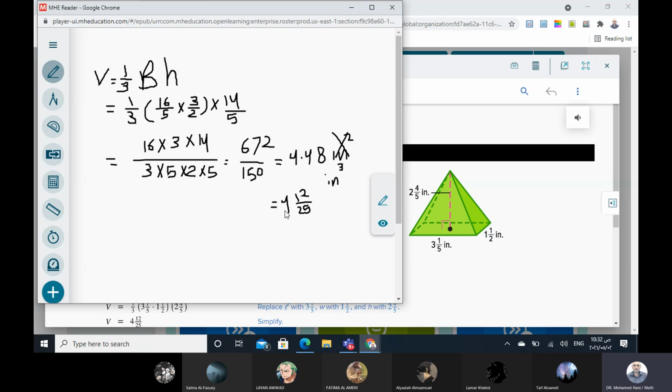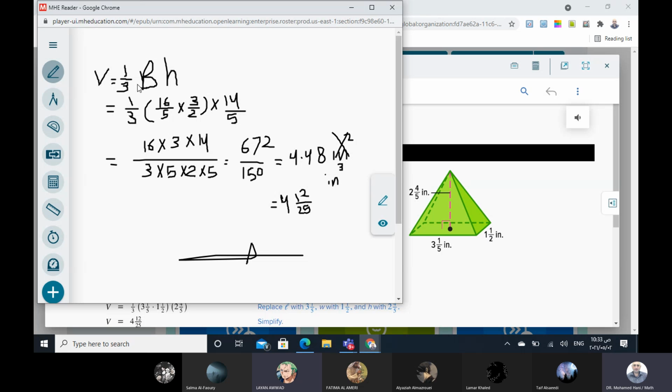Is this answer right or this answer right? No problem. Was there any question here? Yes. Why did you multiply it with 1/3? I mean 1/3 multiplied by 16 over 5 times 3 over 2 times 14 over 5. Why do we have here 1/3 in the formula?